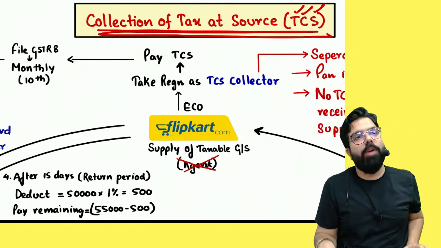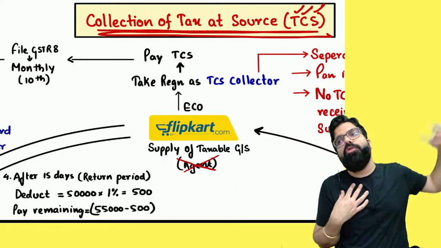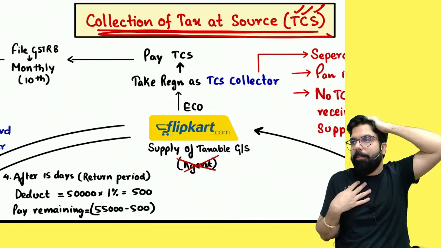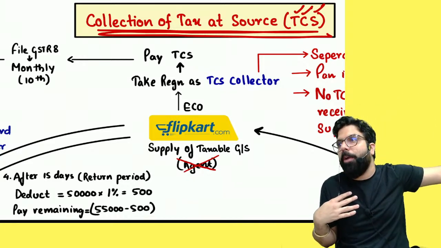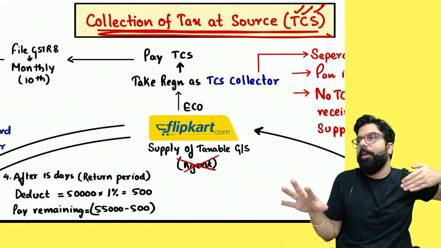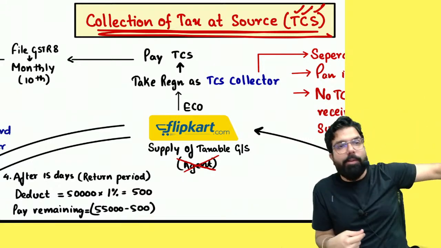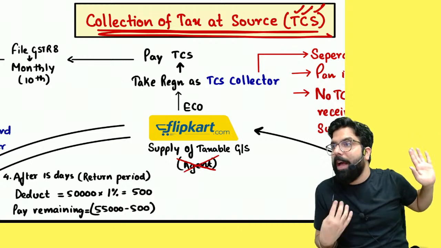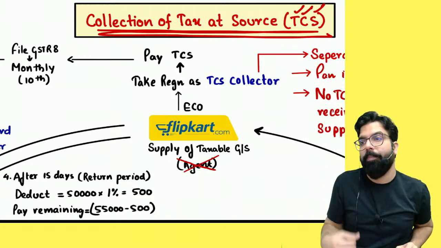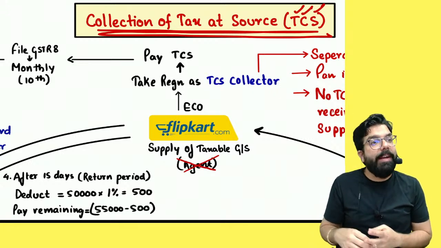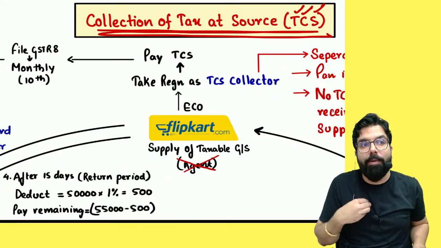I'll tell you what used to happen. I am a person selling goods through Flipkart. People place an order. Order comes to me. I pack it and send it to the buyer. Yes or no, everyone? I am the supplier. These suppliers were sitting at home, doing business. Now, the government was finding it very difficult to catch these people. Are you guys able to understand?